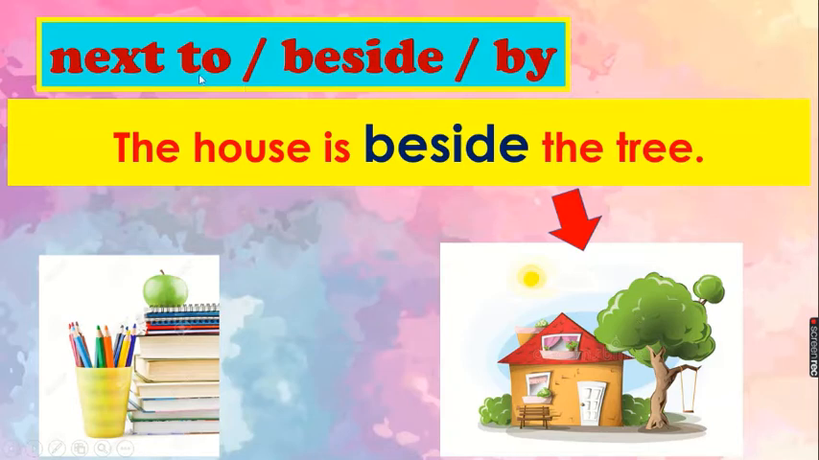Can you say the sentence using next to? 1, 2, go. Say that again. The house is next to the tree. Now say the sentence one more time using by. 1, 2, go. The house is by the tree. That's nice. Okay. Now, let's move on to our next preposition.